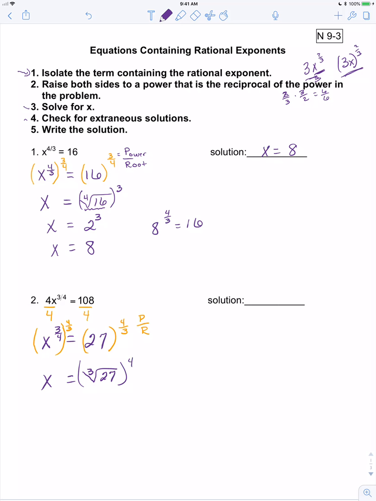All right, well, the cube root of 27 is 3. So 3 then brought to the fourth power is 81. So x is equal to 81.